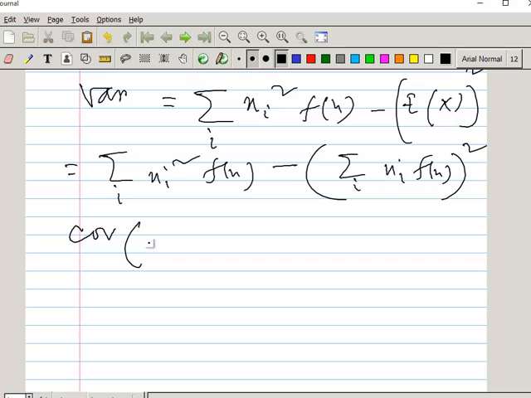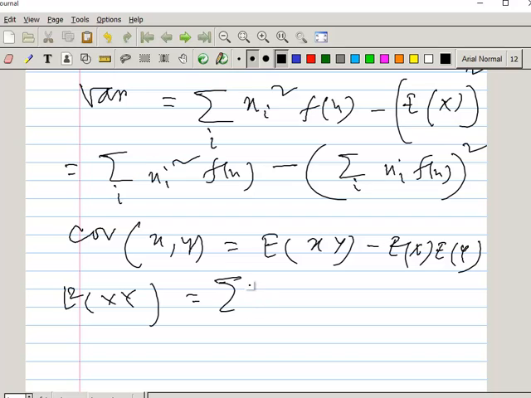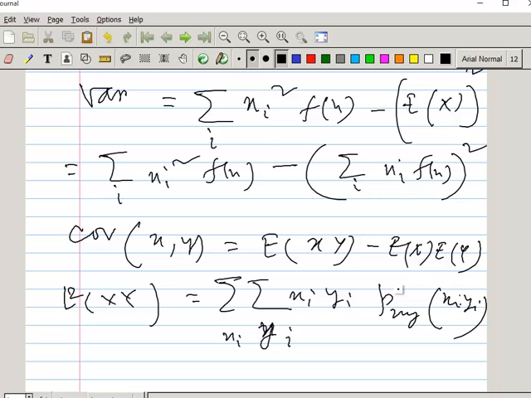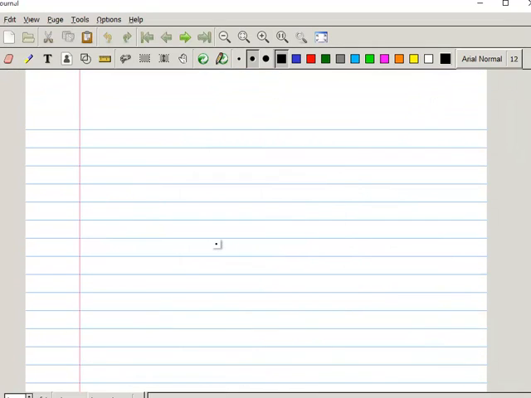Covariance, when we calculate covariance of x comma y, we calculate expectation of xy minus expectation of x into expectation of y. In this case expectation of xy is calculated as a double summation for all values of xi and all values of yi, xi yi, times the probability pxy of xi, yi. So we can calculate the correlation coefficient, rho xy, which is equal to covariance of xy divided by rho x and rho y. This is very crucial, and we can calculate different types of probability from this expectation and covariance.